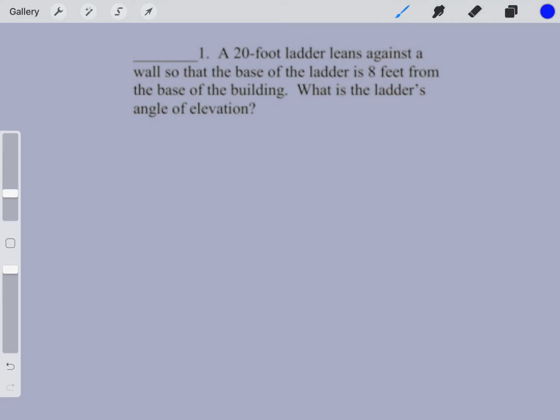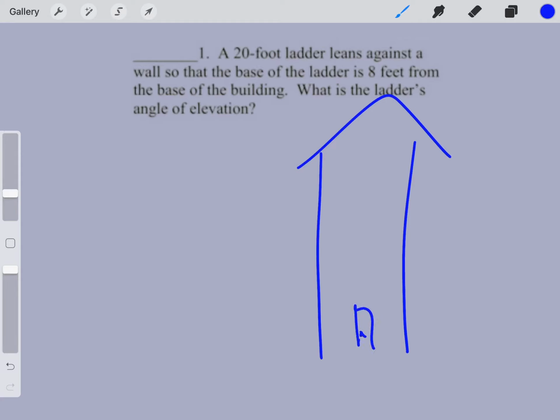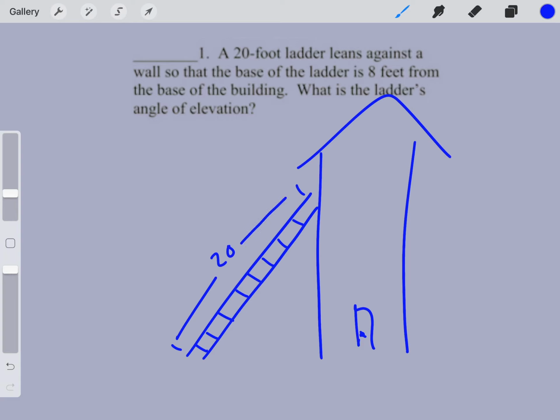All right, so there's two things that I know are part of this drawing. There is a building. That's my building. That's the doorknob. And there is a ladder against the building. So this is going to be my ladder. The other thing we know about this picture is that the ladder is 20 feet long. And we know that the base of the ladder is 8 feet from the base of the building.